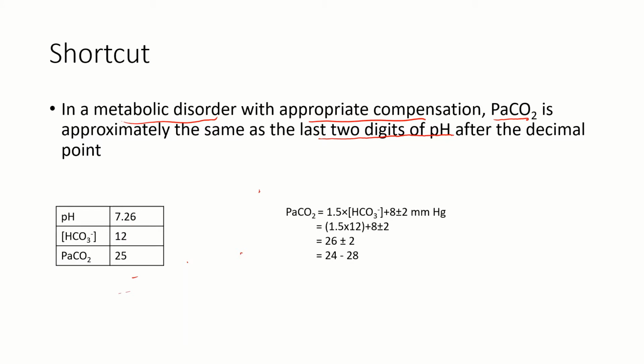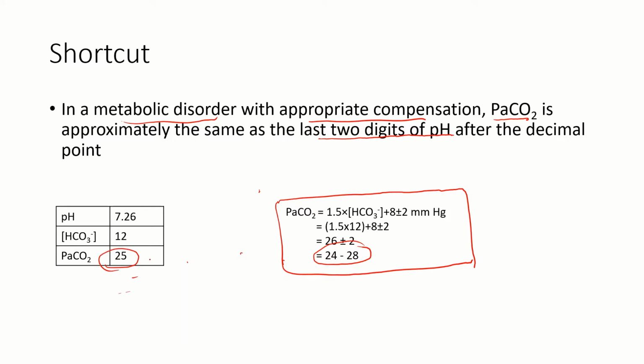In case of metabolic acidosis, we use Winter's formula. When we use the calculation of Winter's formula, it turns out that for appropriate compensation to be present, the PaCO2 should lie in the range of 24 to 28, and in this case PaCO2 is 25, which means the measured PaCO2 lies in the predicted range, which means compensation. And we were able to say that this is a properly compensated metabolic acidosis even without using this formula, just by using the last two digits of pH after the decimal point.